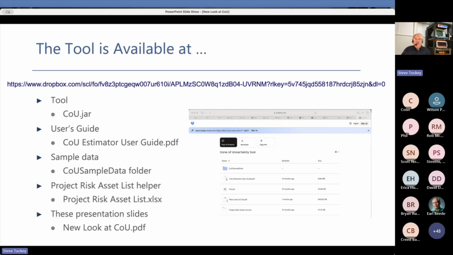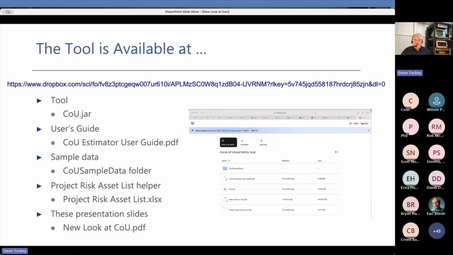Okay, now the tool itself and some associated resources are available. This is a rather cryptic Dropbox URL. It or a tiny URL version of it will be in the description when this video goes out on YouTube. Other than that, Earl should have pasted that URL into the chat. And so you can just copy it out of there and you can go get things right now. You don't have to wait until the video gets posted.